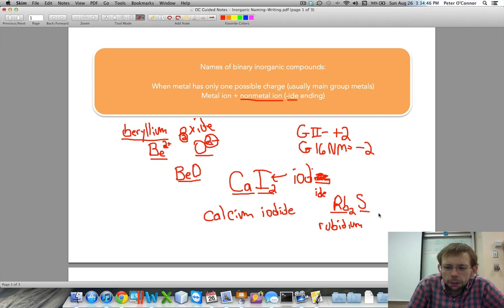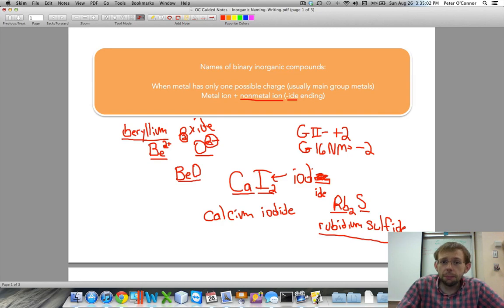Sulfur can be a pain in the butt because sulfur changes its ending from time to time, but it does get "ide" here. So this becomes sulfide. Take the ending off and put "ide." So rubidium sulfide. That's how you name binary inorganic compounds: cation, anion, change the anion to "ide," and the metal ion only has 1 possible charge in these cases.